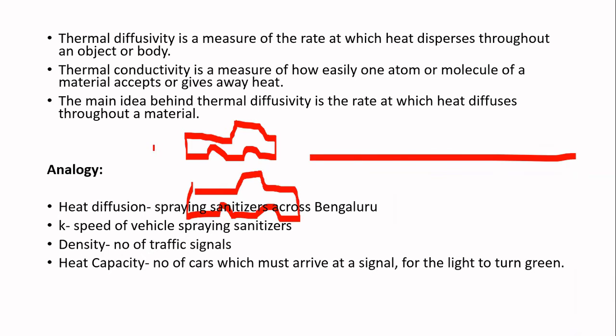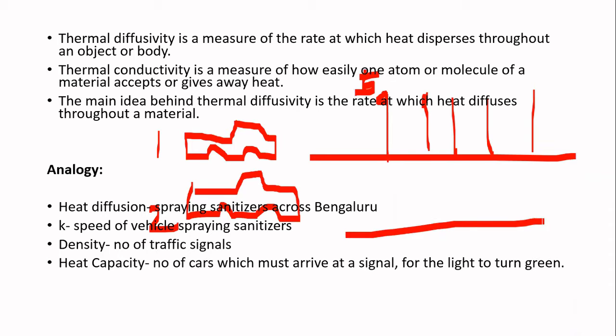First car is moving on a road. This is car 1, this is car 2. For the first car, there are 5 traffic signals in between: 1, 2, 3, 4, 5. For the second car, there is only 1 traffic signal for the entire journey. So which car is going to spread the sanitizer quickly? First car or second car? Second car, because it will be stopping fewer times.